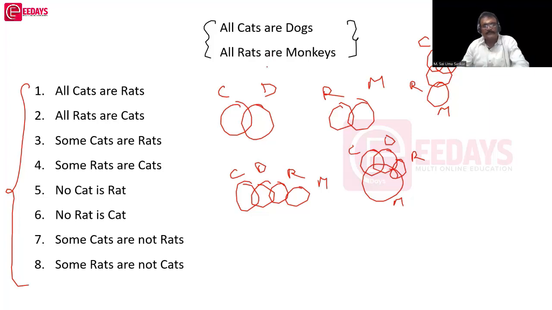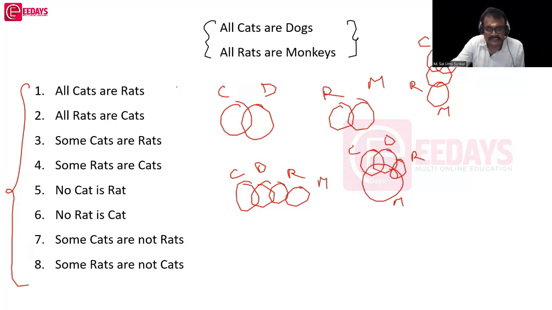If there is no common term, there is no mediate inference. If you want to derive the mediate inference, you need one middle term, one common term. One common term is called a middle term. If the middle term does not exist, there is no mediate inference. No need to draw a Venn diagram also. Just observe: all cats are dogs, all rats are monkeys. First, you check whether there is a common term between these two statements. There is no common term. So, there is no mediate inference. Is it clear? Right. This is the first case.